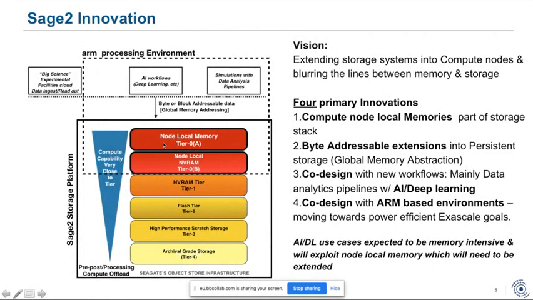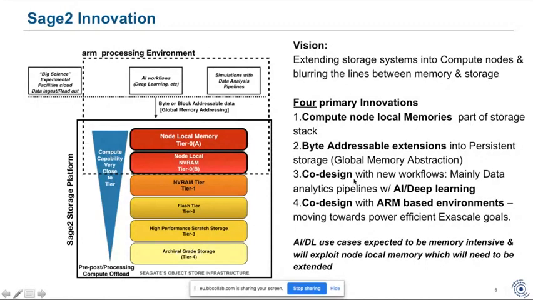So in terms of innovation, what exactly are we doing here? The main vision was to extend the storage systems into the compute nodes, similar to what Adrian just spoke about, and to blur the lines between memory and storage. In this case, that means not just resources in the compute nodes, but also the external storage. The question was whether we can make everything part of one big storage system managed by a single software infrastructure. That was the main question we asked ourselves.